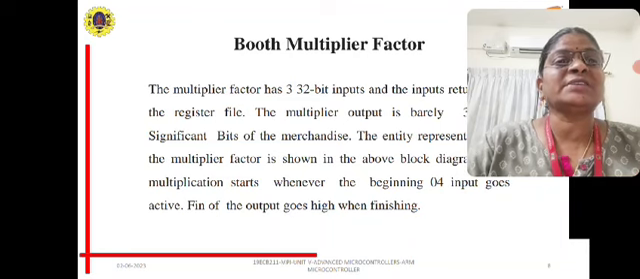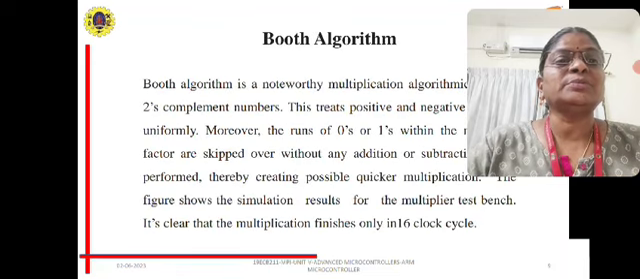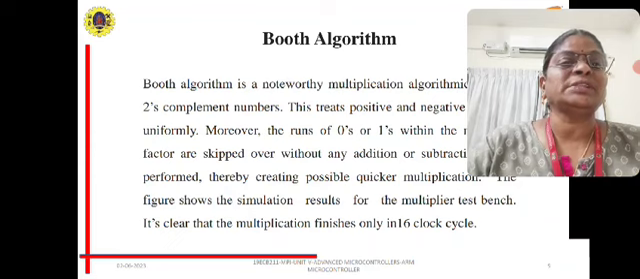The Booth multiplier has 32-bit inputs and outputs. It is a register file. The multiplier output is the least significant bits of the result. Whenever the begin input goes active, the finish output goes high when finished. So this is all about our Booth multiplier, and the Booth algorithm is also a noteworthy multiplication algorithm. It works on two's complement numbers.